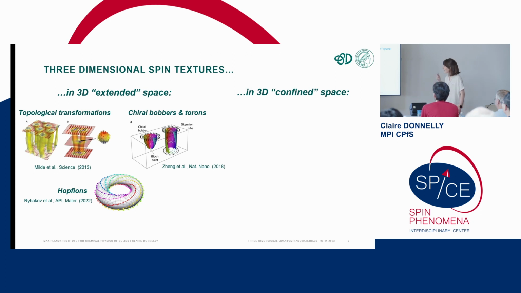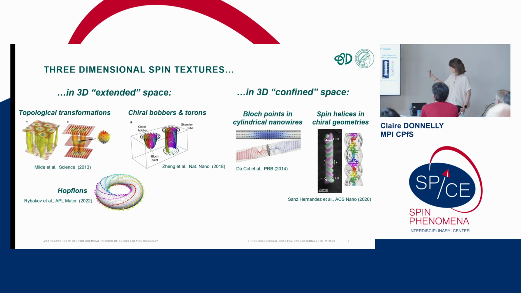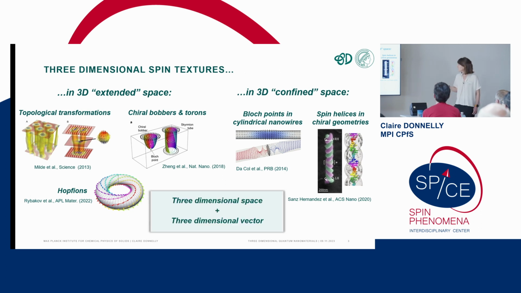But we can also consider looking at 3D confined spaces, as we heard more about yesterday, where by patterning our magnetic material in 3 dimensions, we can achieve Bloch points in cylindrical nanowires, or indeed by patterning artificial chirality into a structure, achieve spin helices in a non-chiral, achiral material. And so essentially what we need in order to be able to image these systems is the combination of being able to resolve things in 3D space and also resolve the magnetization vector, the 3-dimensional vector orientation.